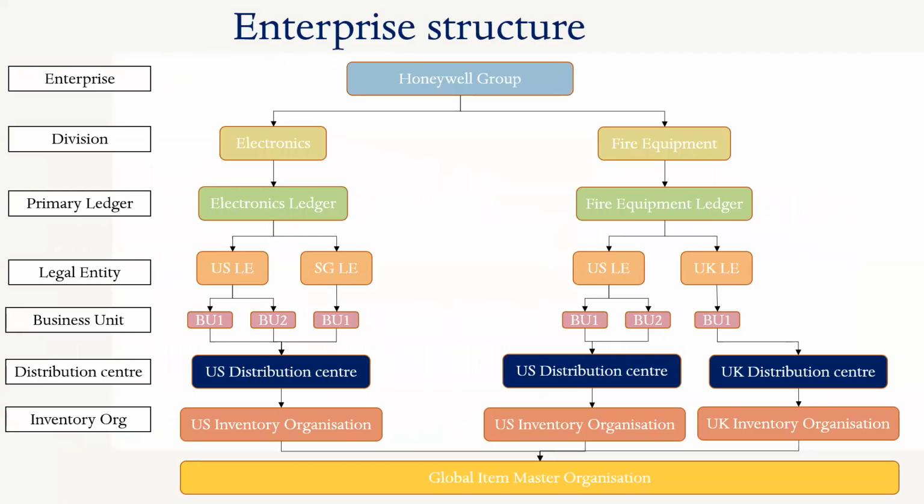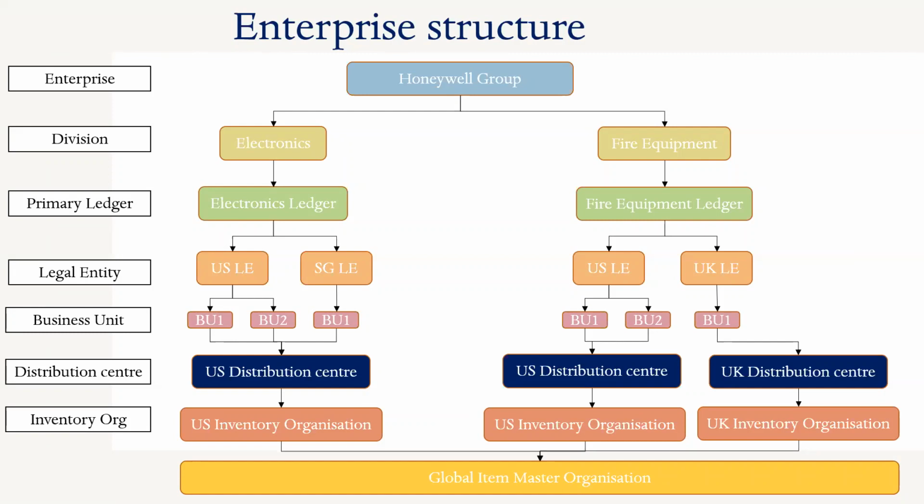So this is the enterprise structure. How is it different from R12? If you see the entire structure, I have just taken Honeywell Group as an example. Honeywell Group is an enterprise. And if you see division, we will not see this division in R12. This is a new concept in Fusion application. And then the last one is the item master organization, which is not a physical unit but a virtual unit.